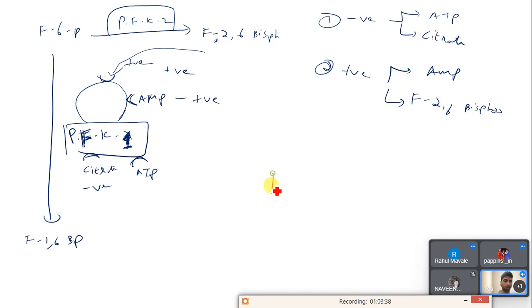So I was telling you that PFK2 can act as both a kinase and a phosphatase. Now, who determines whether this will act as a phosphatase or a kinase? Who do you think determines whether it acts as a phosphatase or a kinase?